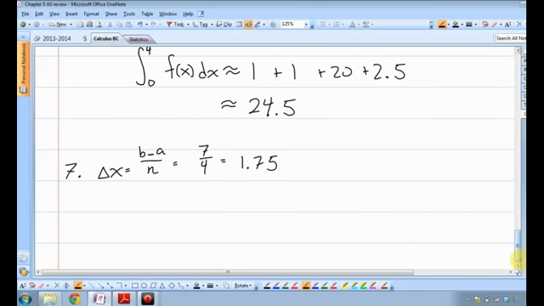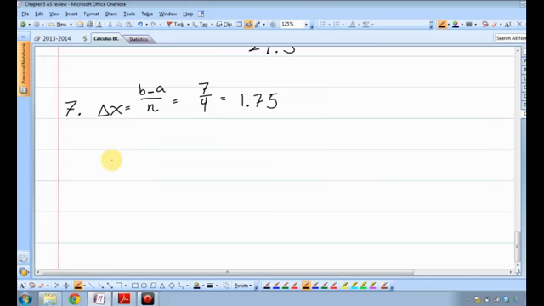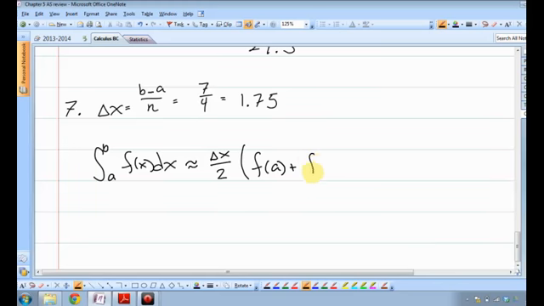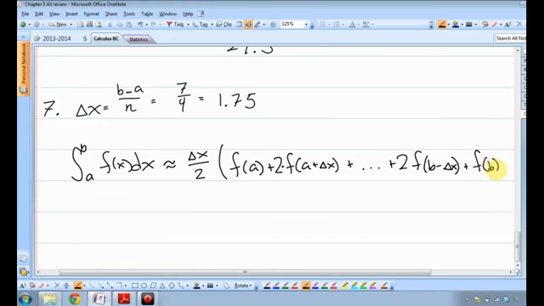Okay, so I'm going to actually use the formula for trapezoidal approximation from a to b of f of x dx. That's going to be approximately equal to delta x over 2 times f of a plus 2 times f of a plus delta x, plus, and so on, plus 2 times f of b minus delta x plus f of b. That formula looks a little different than the one we used before, but trust me, it's exactly the same.